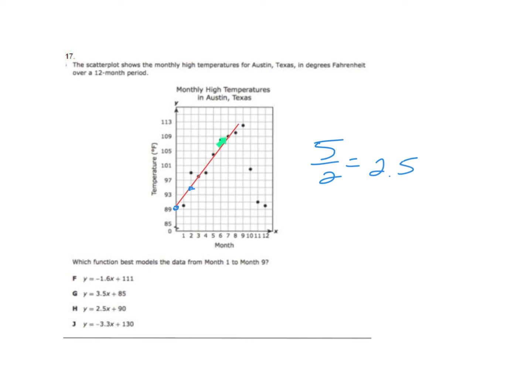So that's how you can identify a function from this set of data. Now this is a positive correlation. It looks to be probably more on the weak side. They're somewhat close together, but we have quite a few outliers here. So anyways, that's how you can identify the function. And that is the end of the review.